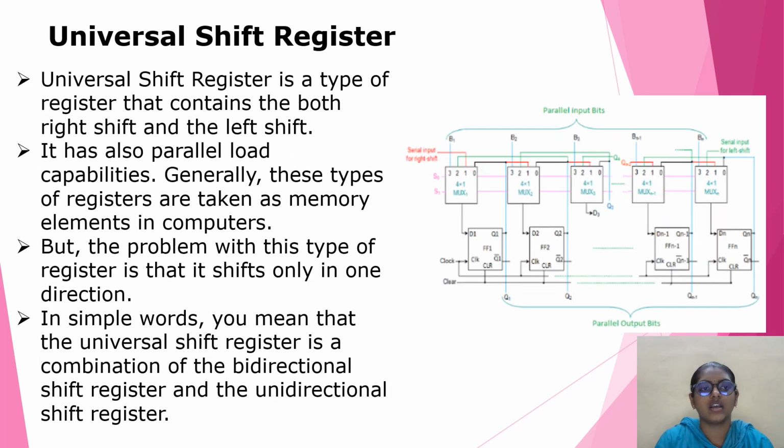Universal shift registers. Universal shift register is a type of register that contains both right shift and the left shift. It has also parallel load capabilities. Generally, these types of registers are taken as memory elements in computers. But the problem with this type of register is that it shifts only in one direction. In simple words, the universal shift register is a combination of bidirectional shift register and the unidirectional shift register.